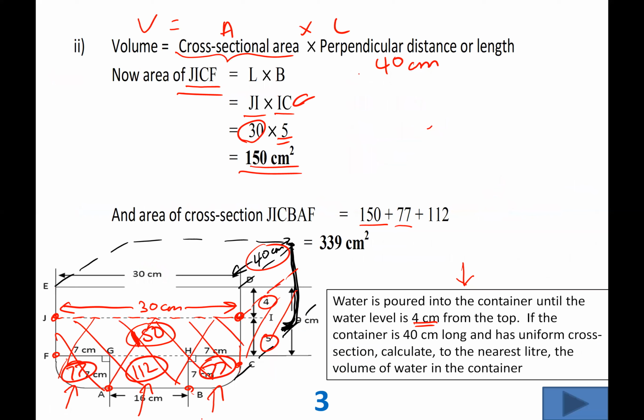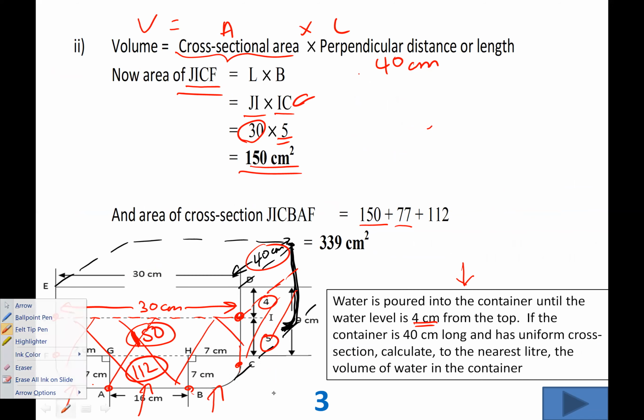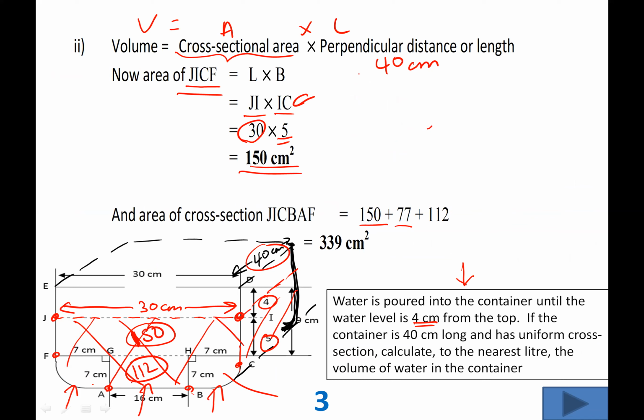So even in the final calculation here, it will be both of these here adding up to 77, right? So it meant that you have 177 representing the two sectors. You have 112 representing the middle rectangle, and you have 150 for the rectangle on top. And that will give you the area of the cross section.